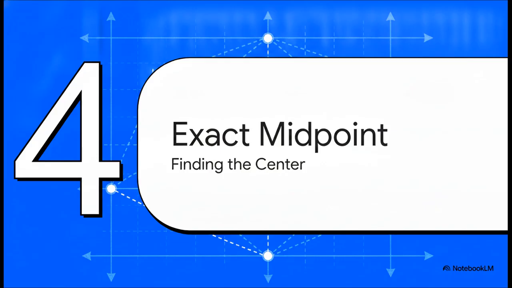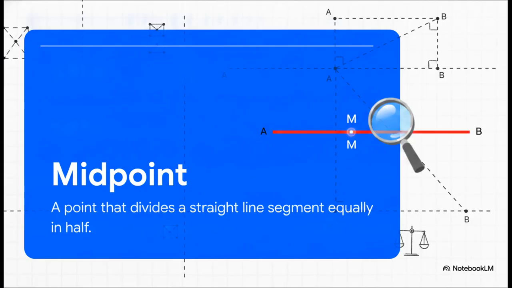That brings us to section 4, finding the exact midpoint. So what actually is a midpoint? Honestly, conceptually, it is exactly what it sounds like. It's a specific point that divides a straight line segment perfectly, equally in half. Think of it as the absolute center between two locations on our grid.